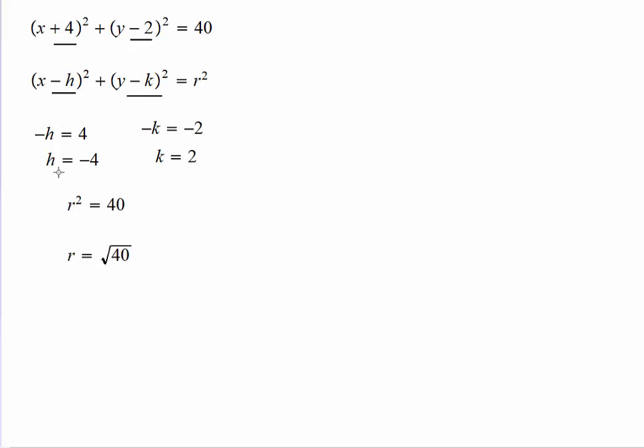So again, r square is 40 means that the length of a radius is the positive square root of 40. And you can conclude that the center of the circle is (-4, 2), and the length of a radius is the positive square root of 40.